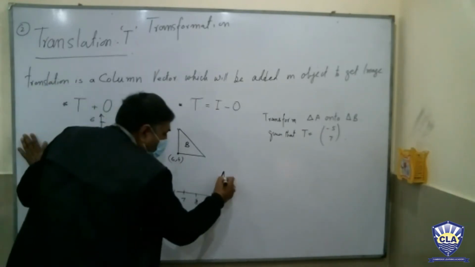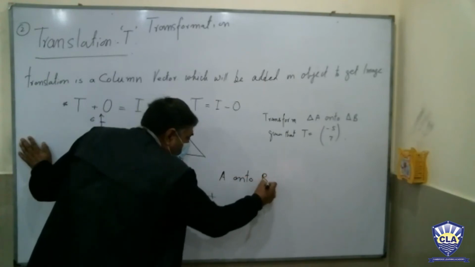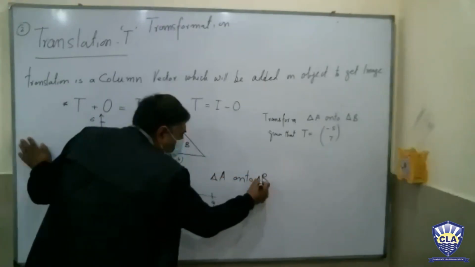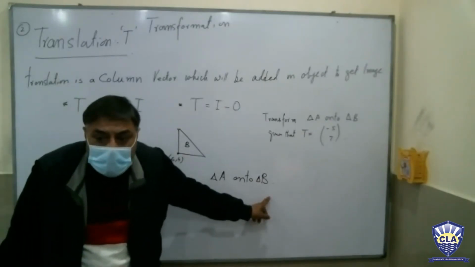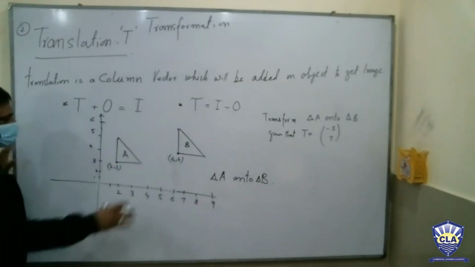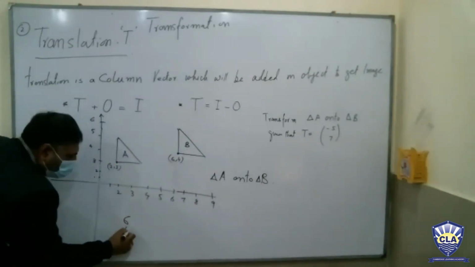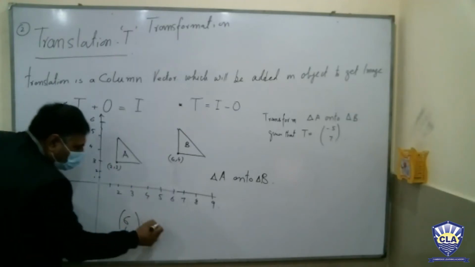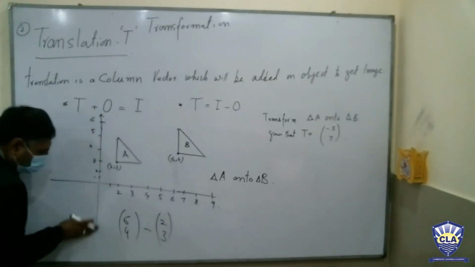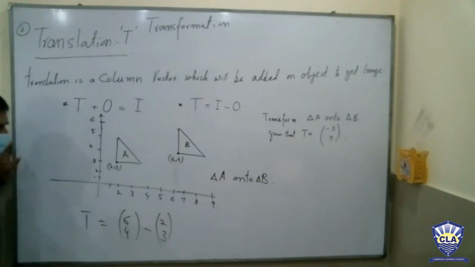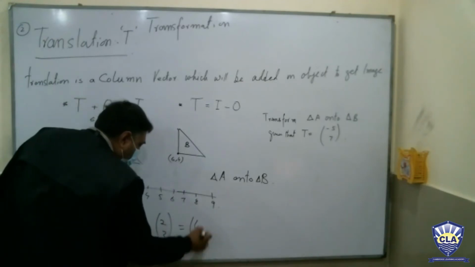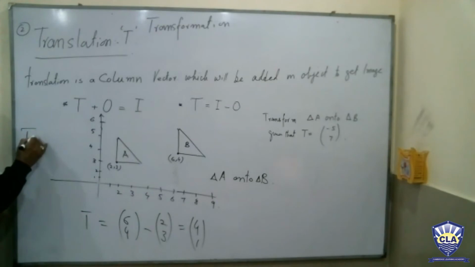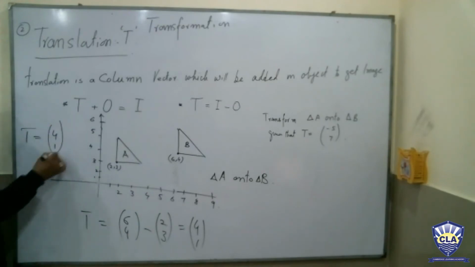Image minus object, triangle A onto triangle B. It means triangle A is the object and triangle B is the image. Image (6, 4) minus object (2, 3): 6 minus 2 is 4, and 4 minus 3 is 1. So the translation equals (4, 1). It is your answer.